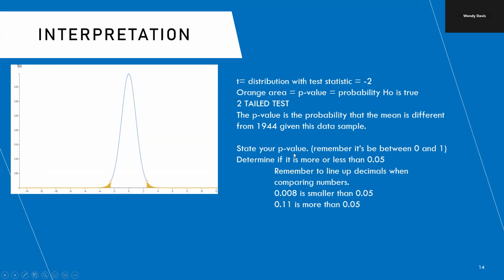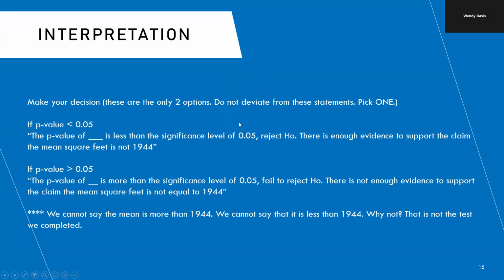Same thing. State your p-value. It can't be more than 1. You don't say that in your report. Don't say the p-value has to be between 0 and 1. That is me telling you that so that you know not to say it's more than 1. Just say what your p-value is, compare it to 0.05, and then same thing, make your decision. Pick one of these two quotes. If it's less, reject, enough evidence. If it's more, fail to reject, not enough evidence.